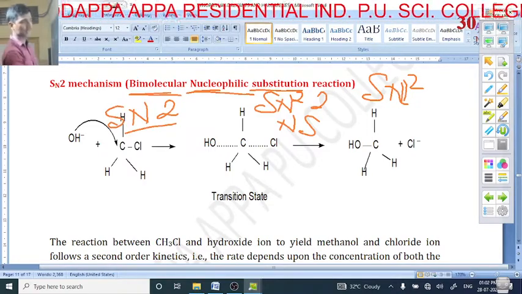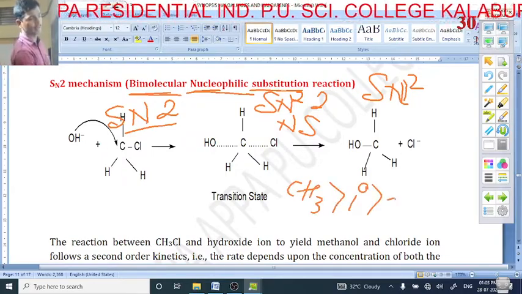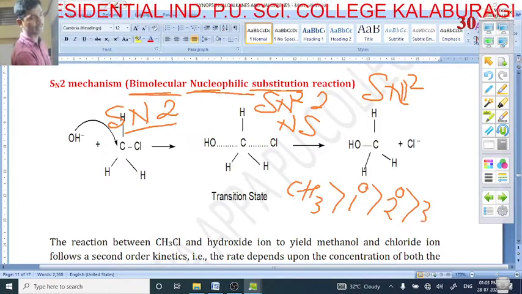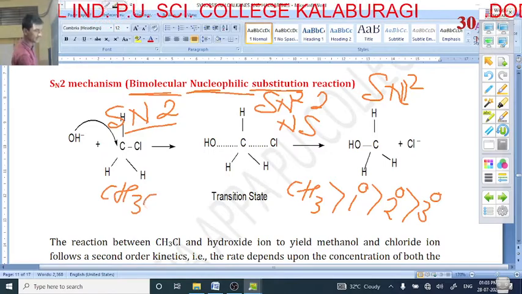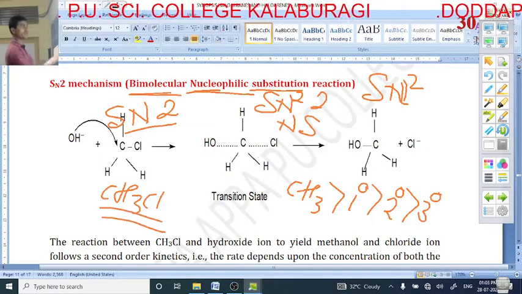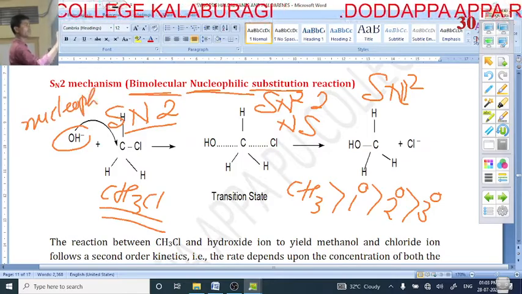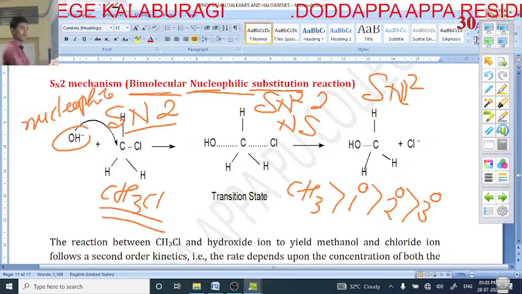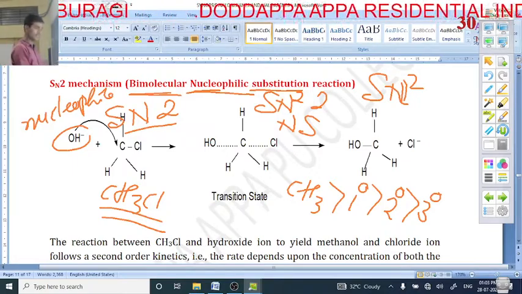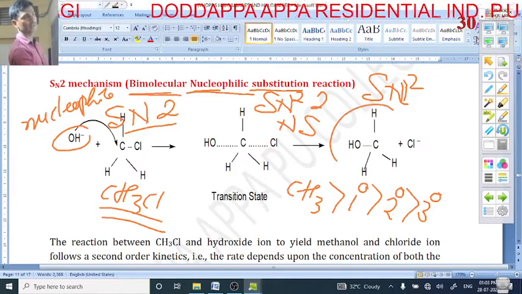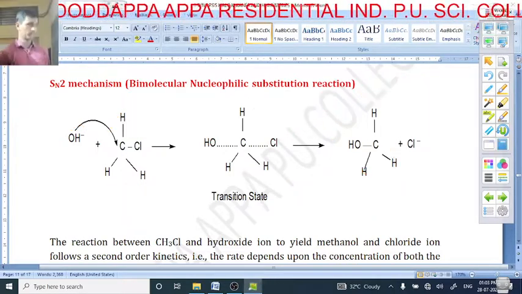In the SN2 reaction, which is the more reactive? Primary, then secondary, and then tertiary. Here we have taken CH3, so it is more reactive. This OH minus is called the nucleophile. This nucleophile attacks the carbon atom of CH3Cl, and it gives methyl alcohol. So this is about the SN2 reaction.